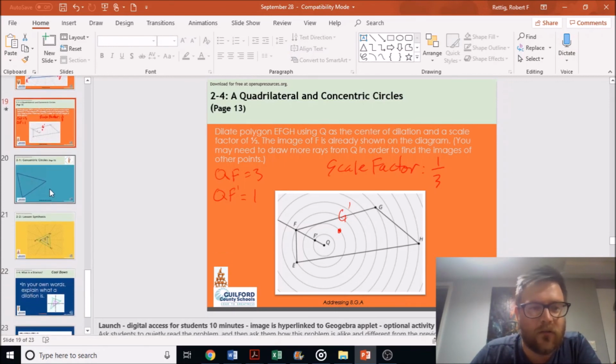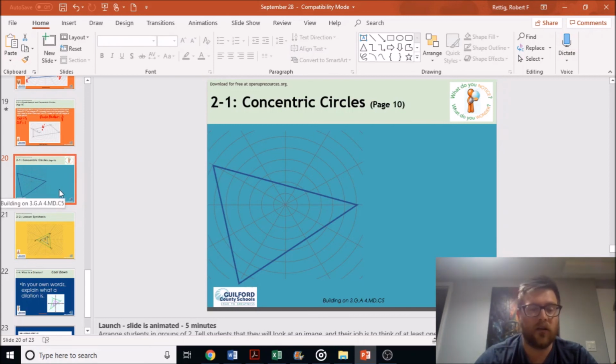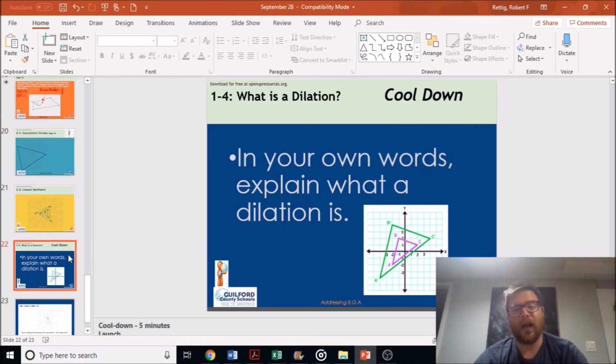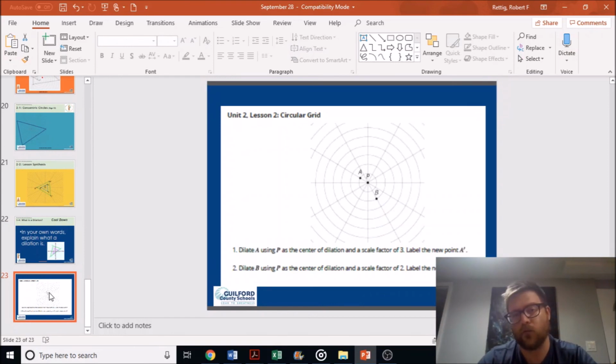What I want you to do now is just have a look and understand that yes, there may be triangles on a circular grid. Any type of polygon can be sketched on a circular grid. Now it's the end of the lesson. You should have a good understanding of what a dilation is. I want you to write it in your own words into the discussion on Canvas. What is a dilation? Okay? And then make sure you can do the practice problems from lesson 1 and lesson 2.